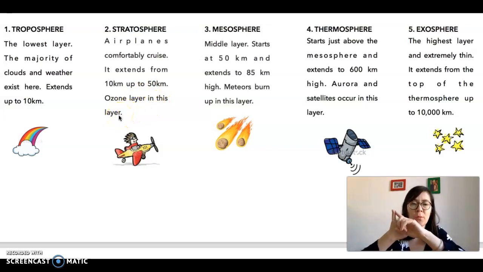So, troposphere, stratosphere, mesosphere. It is the middle layer. And it starts at 50 kilometers and it extends to 85 kilometers high. And as you can see in this image, meteors burn up in this layer.